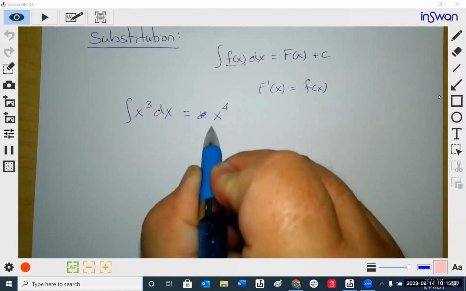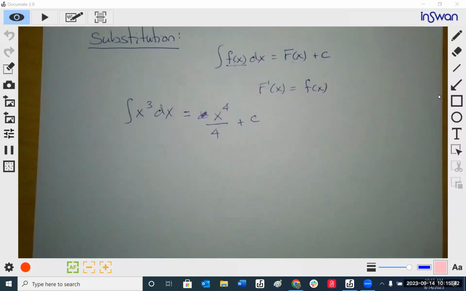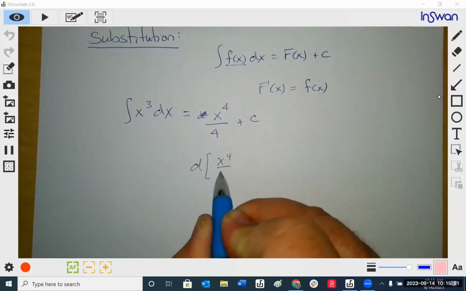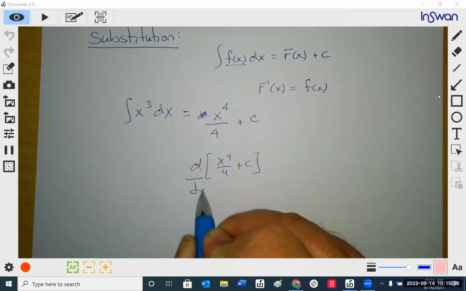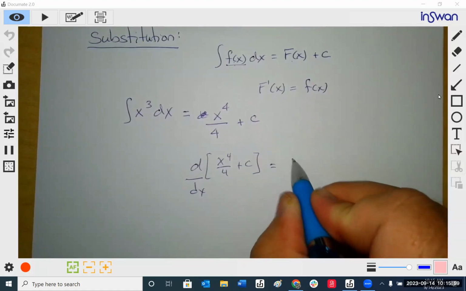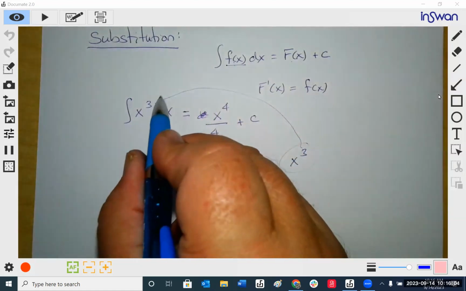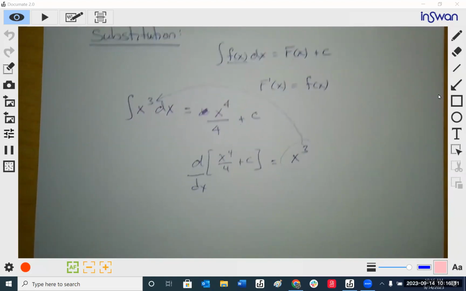X to the fourth over 4 plus c. How do you check it? Take the derivative of x to the fourth over 4 plus c with respect to x, and we're going to get x cubed. This value and this value should be the same. Then you did a proper antiderivative. You found an antiderivative.